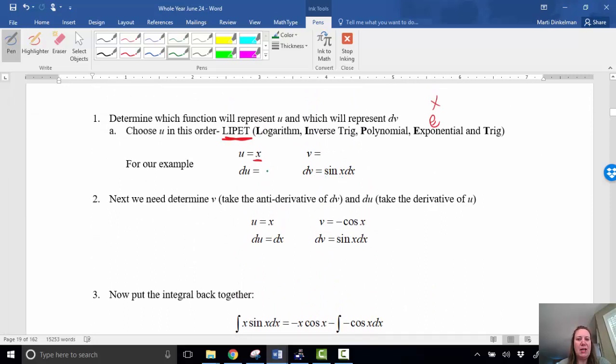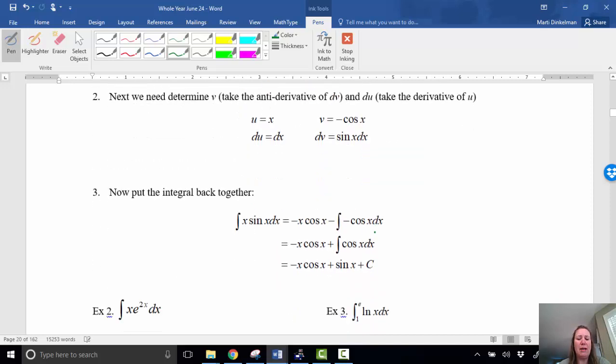The next thing we need to do is fill in these spaces. So what is du and what is v? You can see that here on this next step. When we take the derivative of x, we just get 1. Again, this is more like an implicit here. The derivative of x would be 1, but we put a dx because we have something with an x. And then here we take the antiderivative. The antiderivative of sine would be negative cosine.